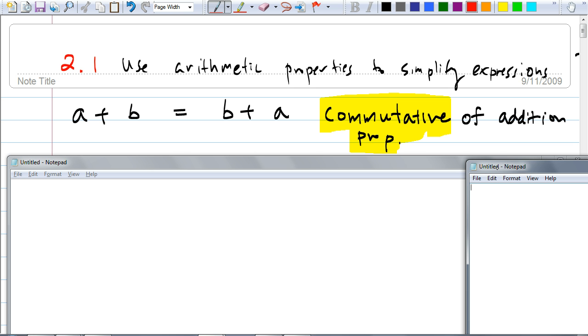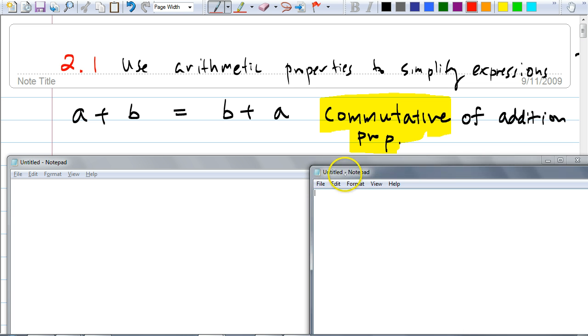it doesn't matter which order you do it in? Would it work for subtraction? No, of course not, right? So we don't have a commutative property of subtraction, but we do have this for, what do you think?